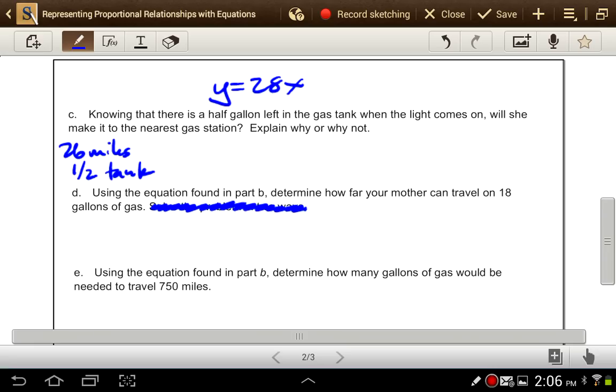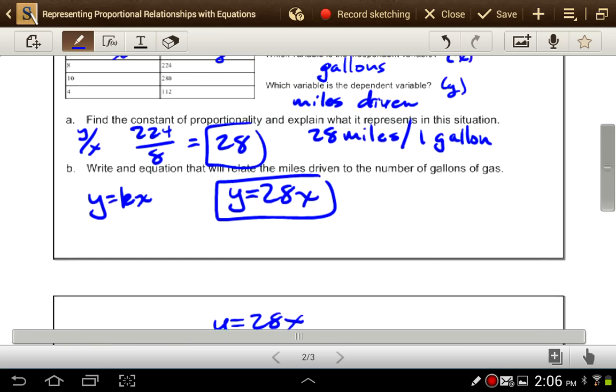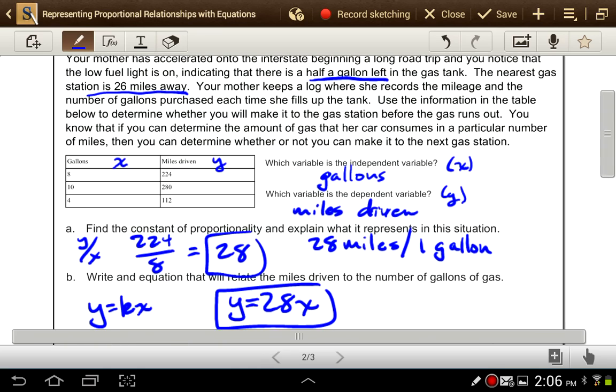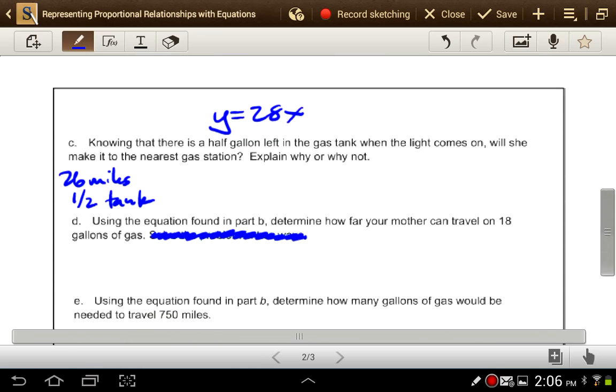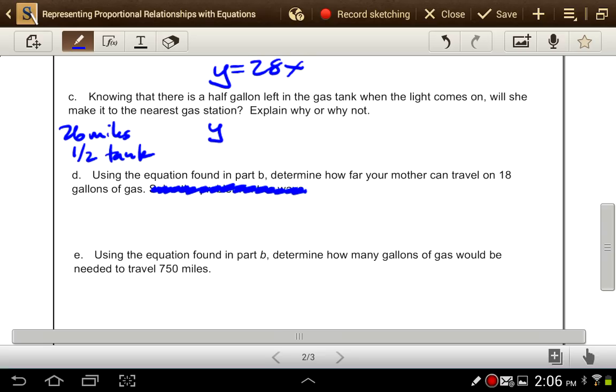I have a half a gallon tank of gas. Remember, x is my gallons of gas. If I go back up to my chart, x is my gallons of gas right there. Okay, so I'm going to plug in half a gallon for that. So y equals 28 multiplied by half a gallon. That's going to be y equals 14 miles. What does that mean? That means I can drive 14 miles with what I have left. I need to go 26. Do I have enough gas?